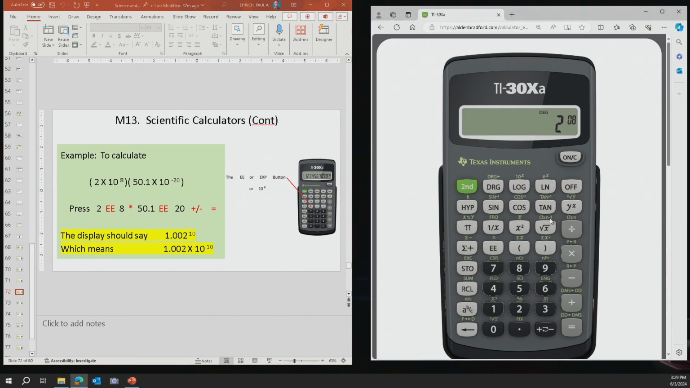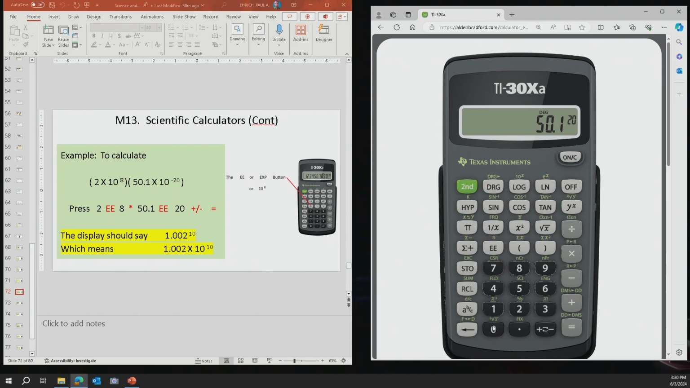Let's go back to the calculator here, and I'll go ahead and clear it again. Our first number is 2 times 10 to the 8th. So 2 and then 8. Okay, now what do I need to do? Multiply. So my next step is to hit the multiplication button. And then what am I going to multiply by? 50.1. Then press the EE button. And now we need a 20 there. So let's hit 20. And that's what I'm going to do, right?